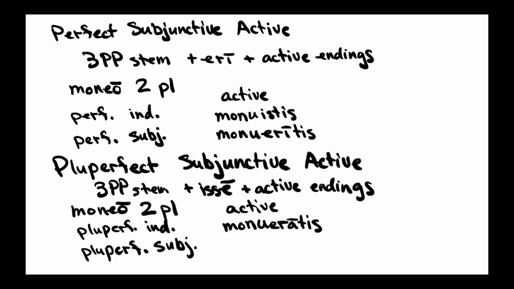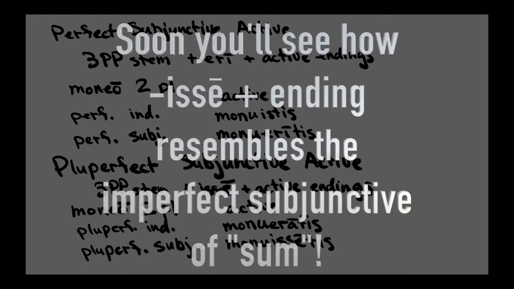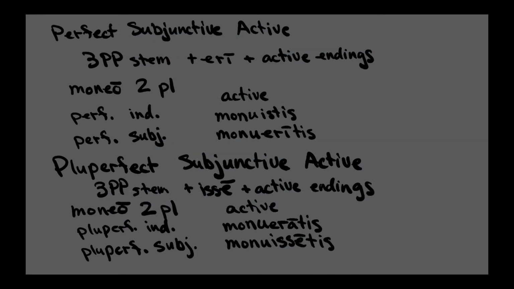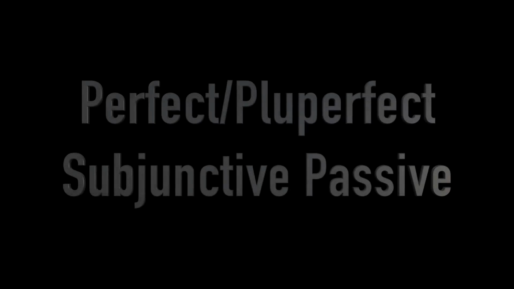So for this, you have your infix, and instead of it being a to be verb, you've got your isse. So you do the same thing, same principal part, but in this case, ISSE, and then your ending. So again, third principal part stem, isse is your infix, and then your active endings, and you've got your pluperfect subjunctive active. It's that simple. We'll go ahead then and move on to the perfect and pluperfect subjunctive passive.